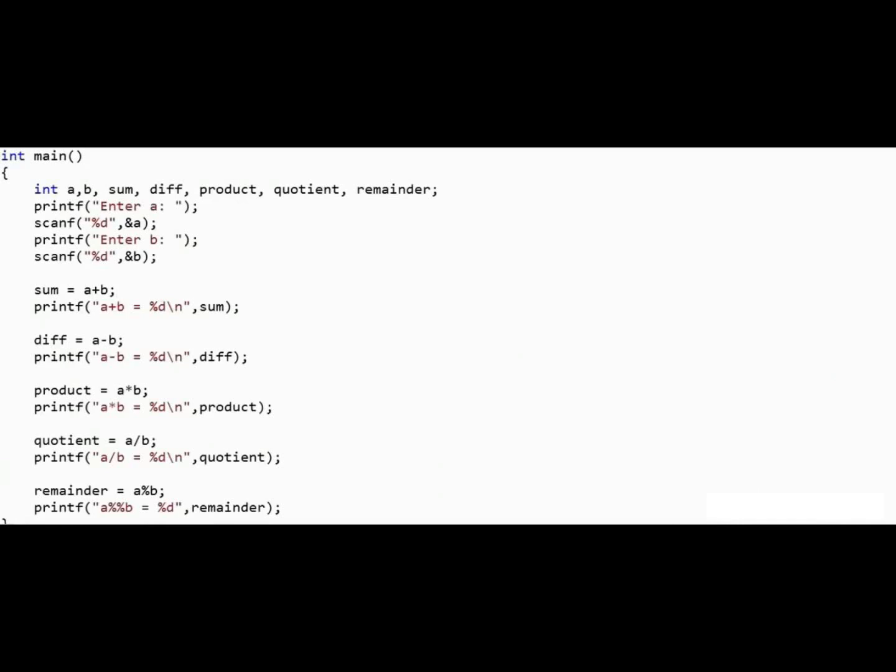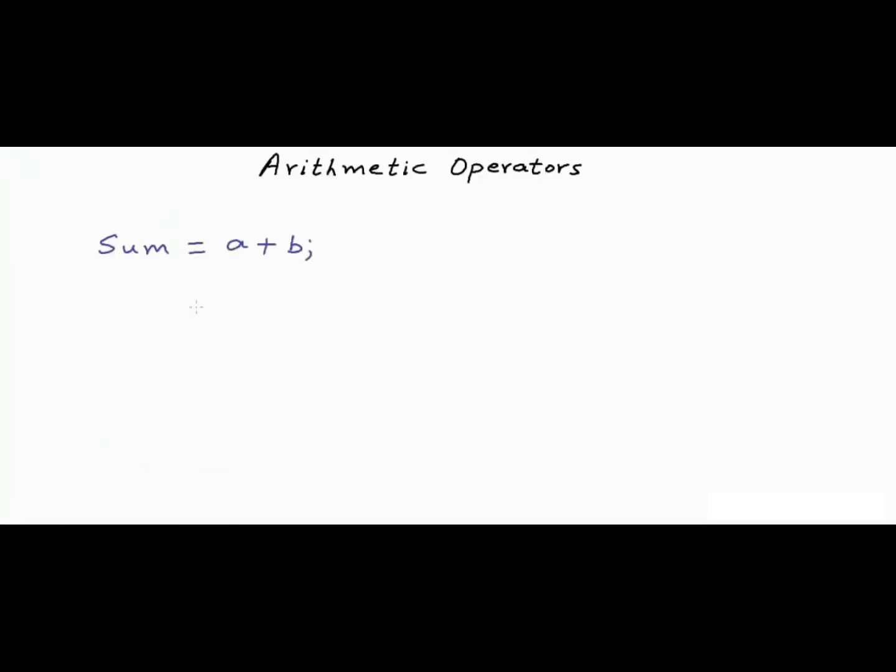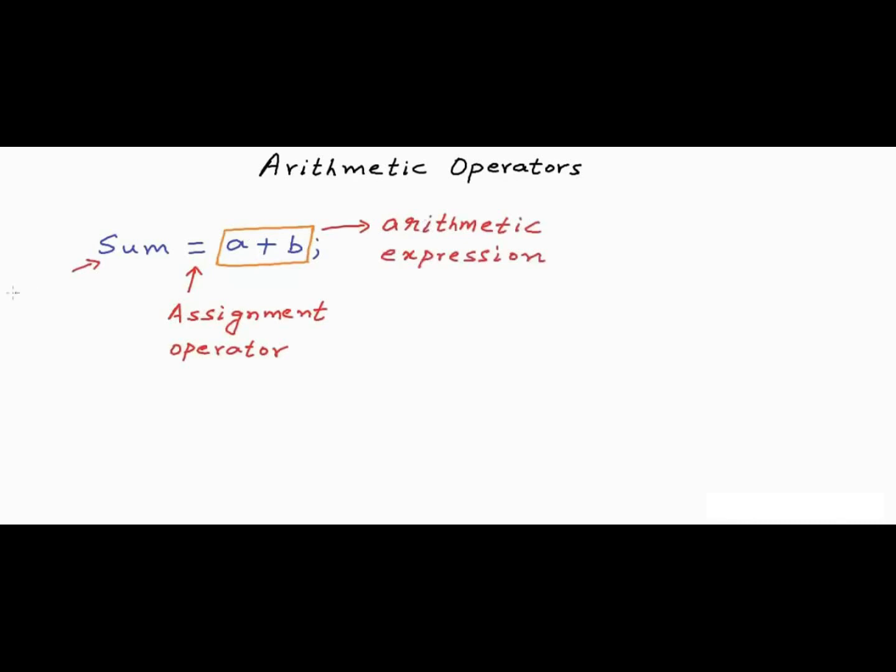Okay, so now we know how to do some basic arithmetic in C. We can write an arithmetic expression and assign it to a variable. Once the expression is evaluated, result will be stored in this variable. In this statement, sum equal a plus b, this equal to sign is the assignment operator. On the right hand side of the assignment operator, we have an arithmetic expression, and on the left of this assignment operator we have a variable name. We cannot have anything else on the left of an assignment operator. It must always be a variable.